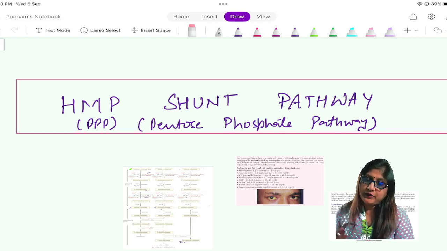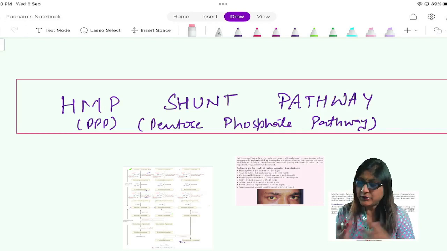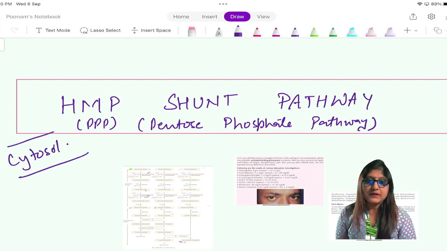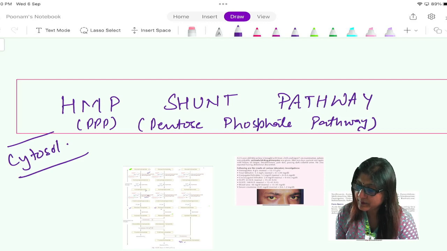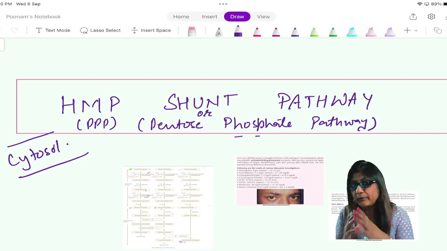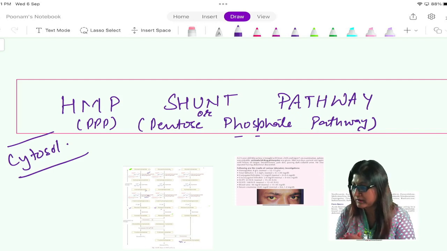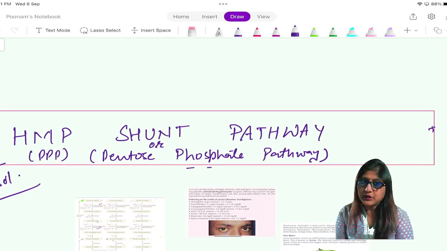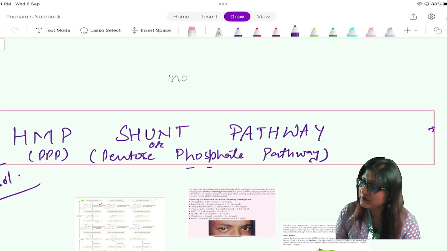And in this short video, I'll be discussing the HMP Shunt pathway, which is a very important pathway in the cell. This pathway occurs in the cytosol and glucose is getting oxidized here. HMP Shunt pathway, the complete name is hexose monophosphate shunt pathway. This is also known as pentose phosphate pathway because we get a number of pentose phosphates in this pathway.